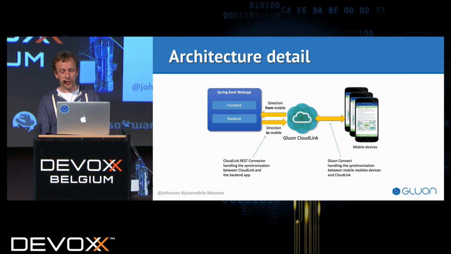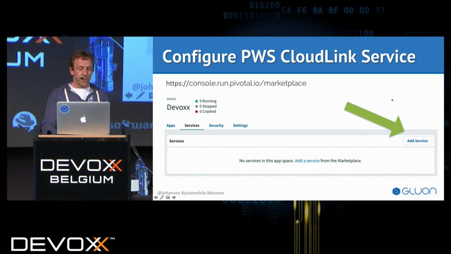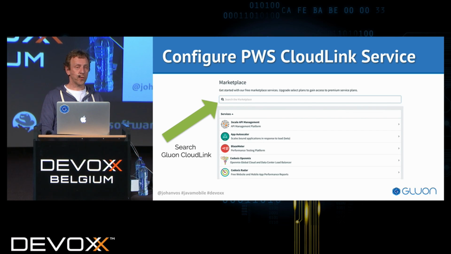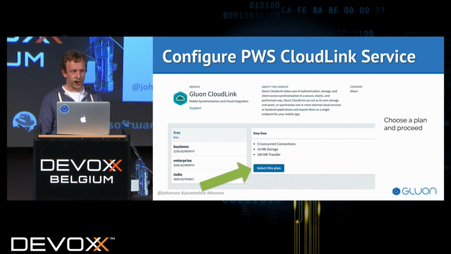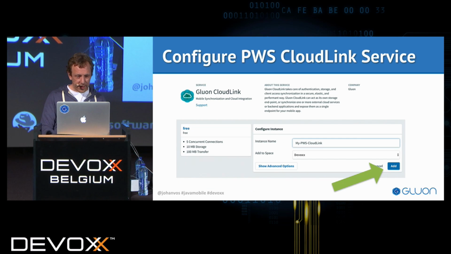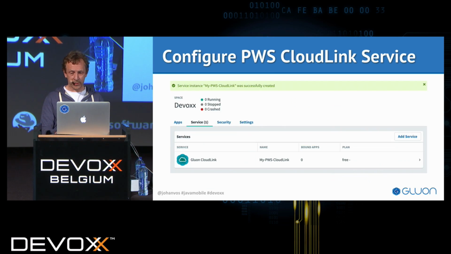I will now very briefly show how you can configure a PWS service using CloudLink. I will tell you what you have to do for telling CloudLink that the data needs to go to this Spring Boot web app, and I will then show the code. So in the Pivotal PWS marketplace, you have applications and you can add the service. You can choose from a number of services, and if you choose Gluon CloudLink, you will see that there's the Gluon CloudLink service. I think as of today, it is available in the marketplace. You select the plans, unless you like us very, very much. You start with the free plan, and you add that to your plan.